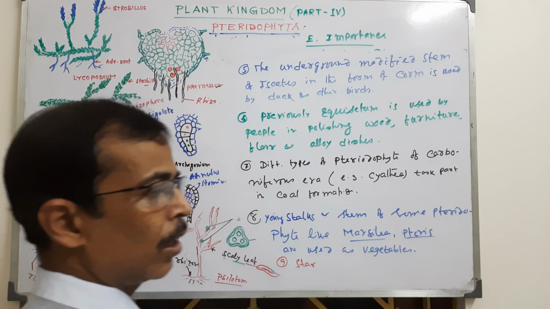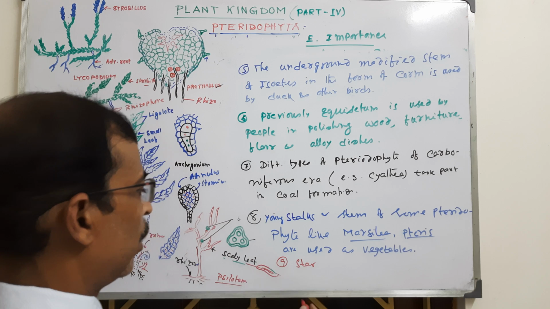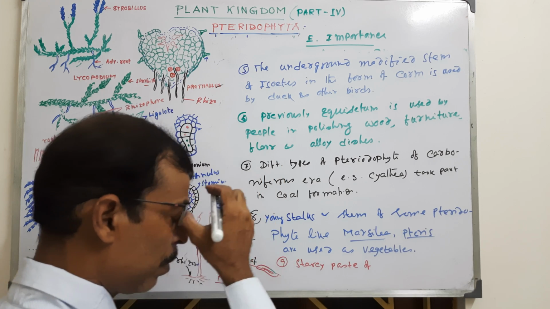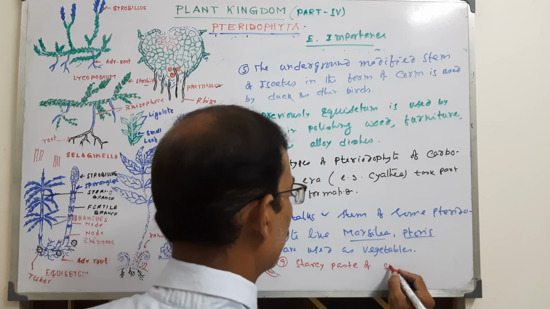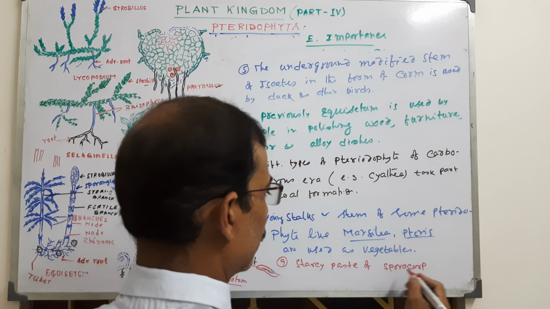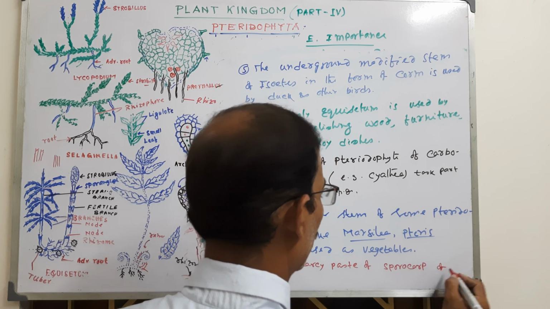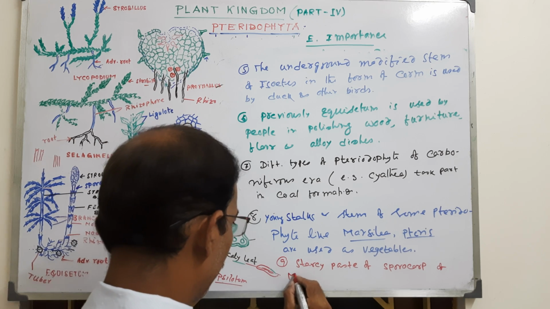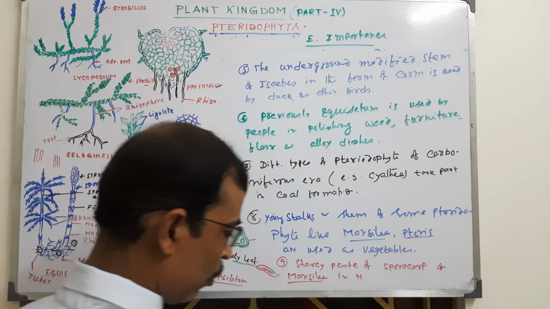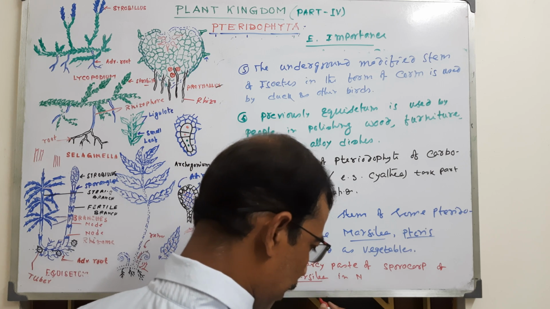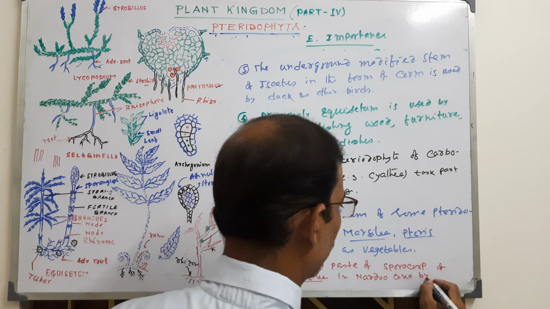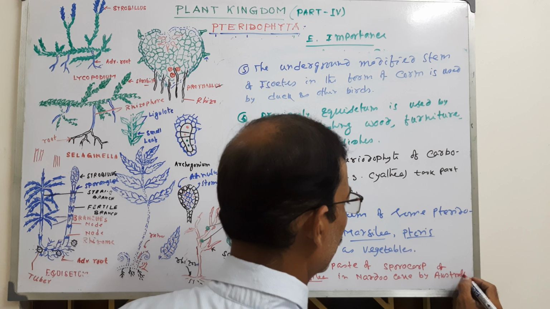Last of all, an important use, that is the starchy paste of the sporocarp of Marsilea. Just a minute before I told you what a sporocarp is. The starchy paste of the sporocarp of Marsilea is used in nardoo cake by Australian people. Okay.